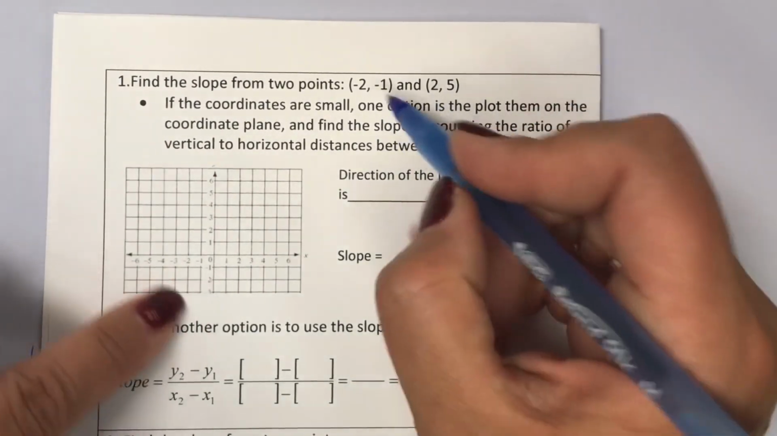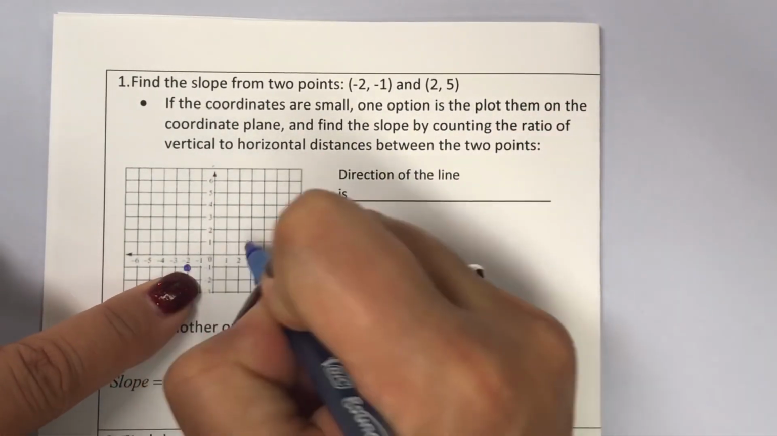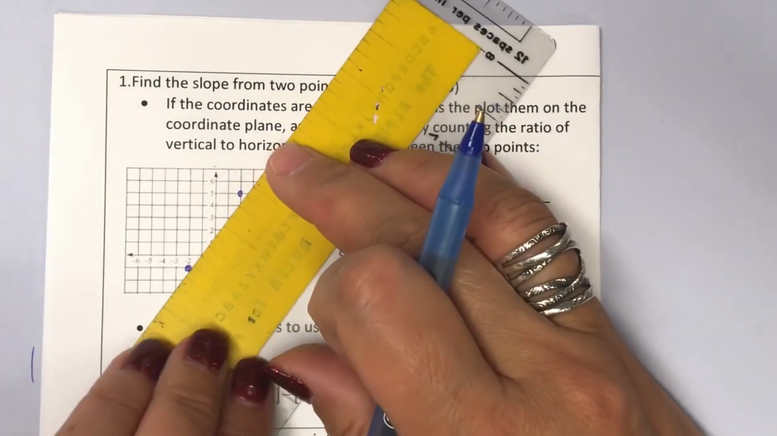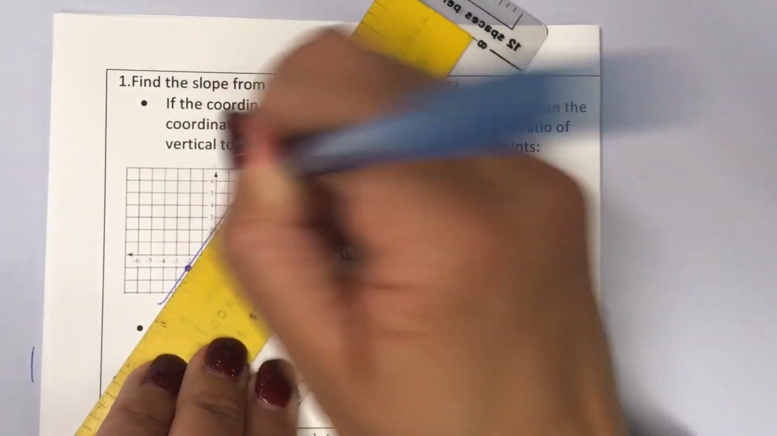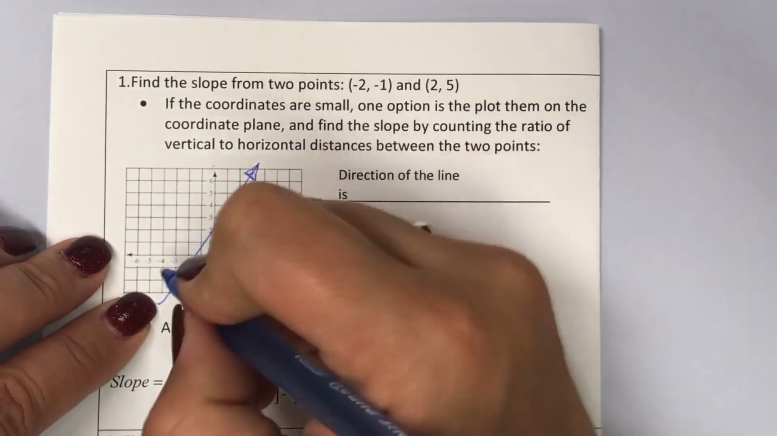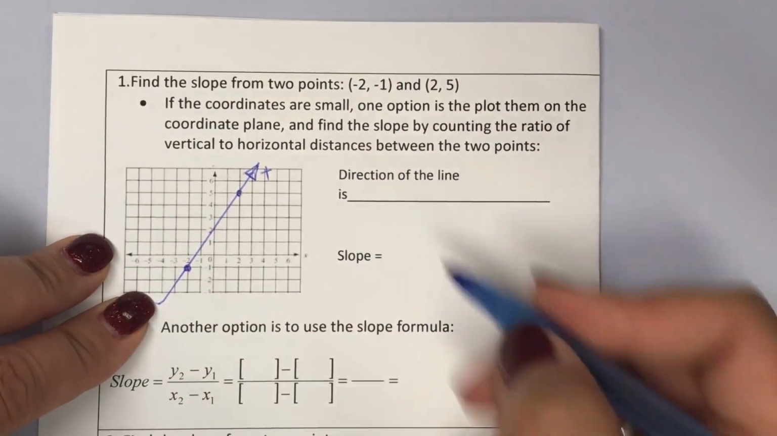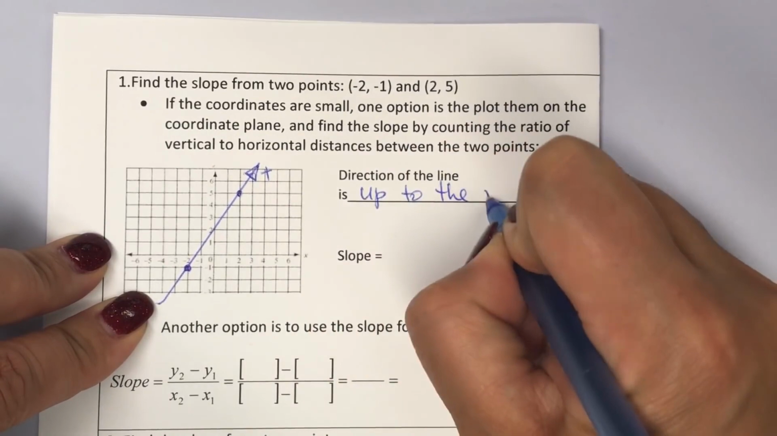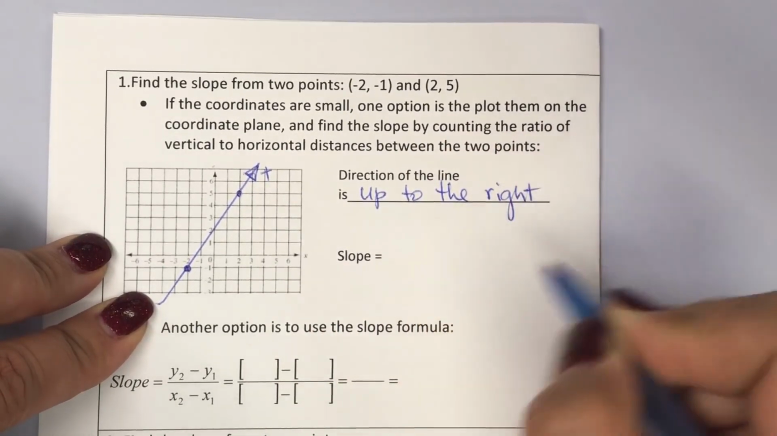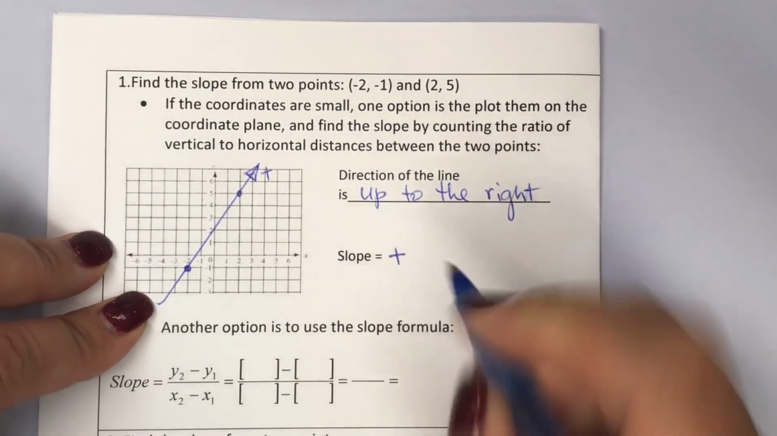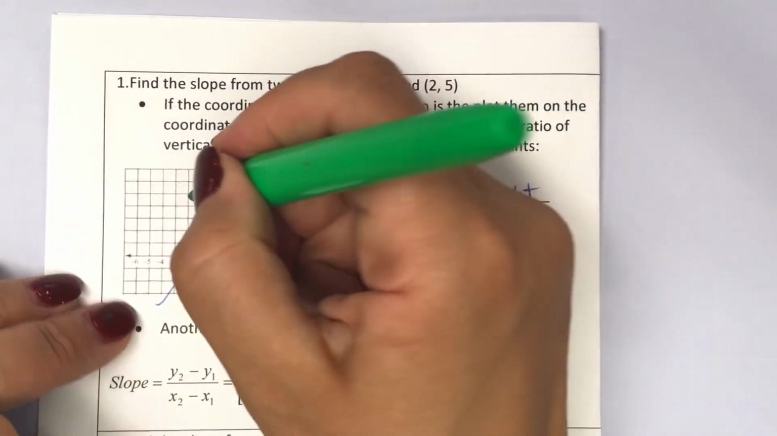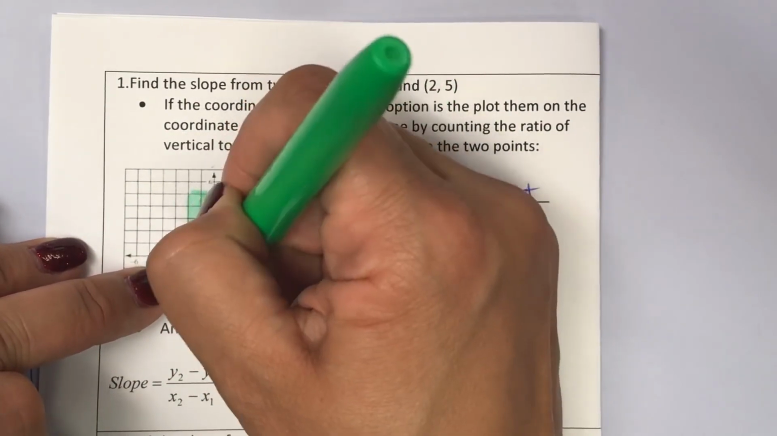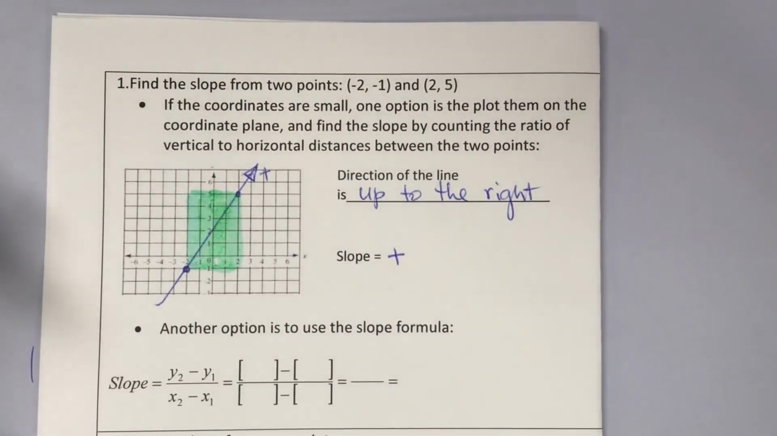So you would draw yourself a graph, plot the points, and connect these 2 points and follow the direction of the line, which in this situation is upward. Upward to the right is positive slope, so the direction of the line is up to the right. Then we need to see the ratio, which is represented by the vertical to horizontal distance from point to point.